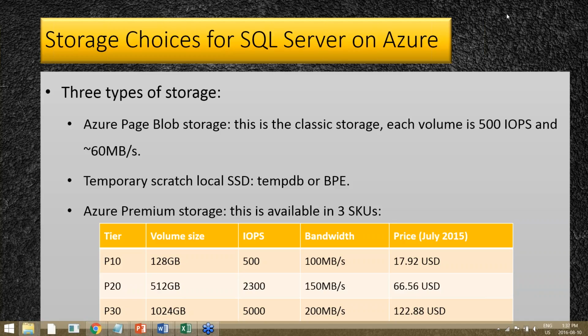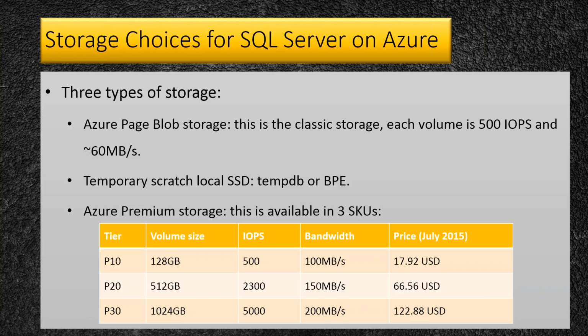You could use that temporary scratch space as well, because the buffer pool extension file will get cleared up during a restart anyway. Okay. Now, if we are going to be doing high performance, like I said, I recommend looking into Azure Premium Storage. And this is available in three models. So there's P10, P20, and P30, and they have different sizes.